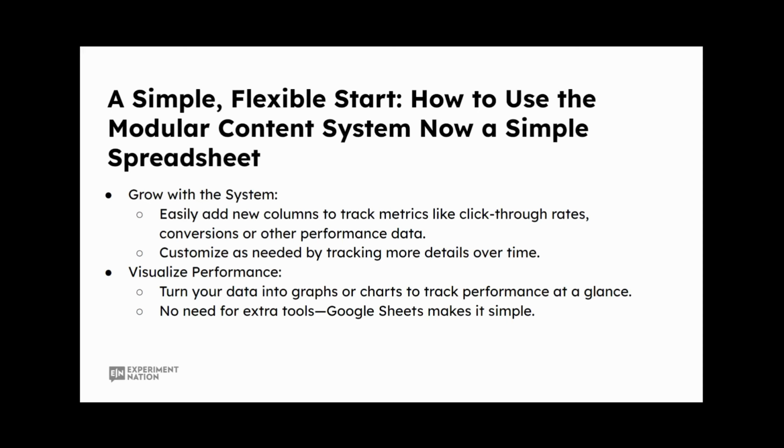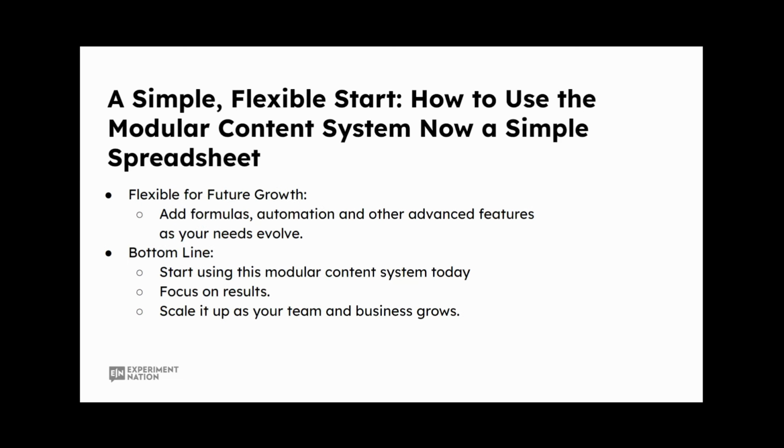For example, if you wanted to track click-through rates or conversion rates for each block, you could just add a column and pull in the data. What I also love about using Google Sheets is that you can easily turn everything into graphs or charts in just a few clicks. The functionality is already built in. It's easy to track performance and spot trends without needing any fancy software. And if you want to take it a step further down the road, you can add more functionality with things like formulas and scripts. Google Sheets is flexible enough to handle all of that.